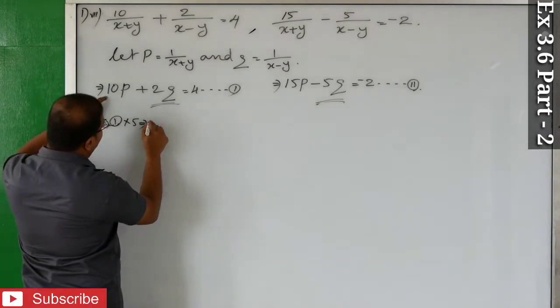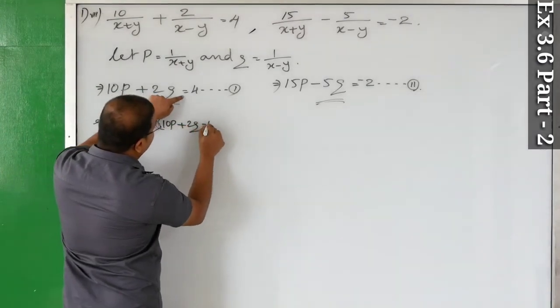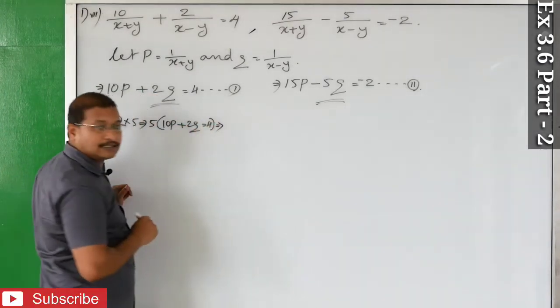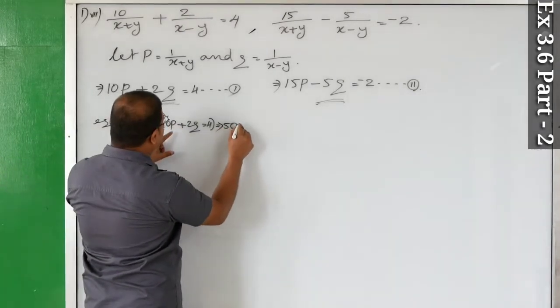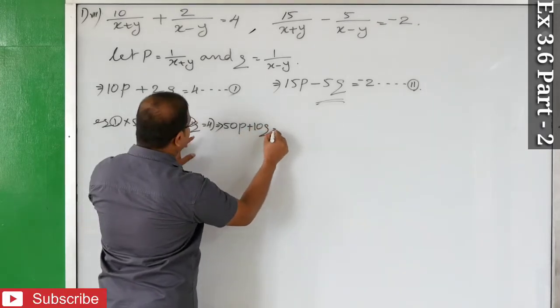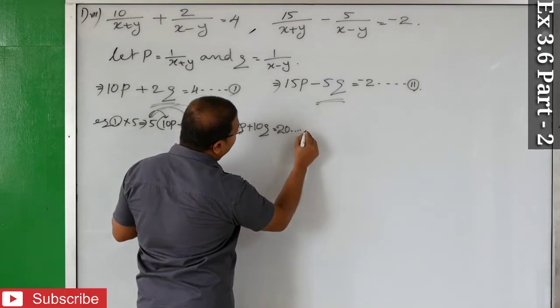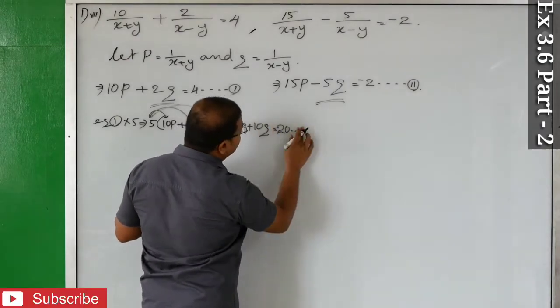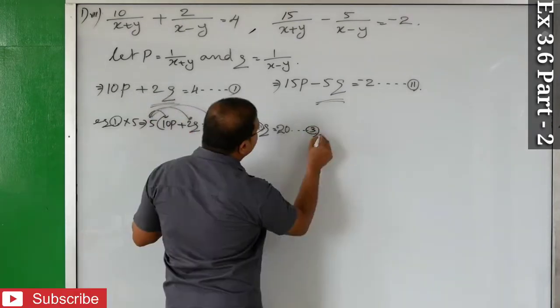That means 5 into (10p plus 2q equals 4) implies, see what will happen? 5 10s are 50, 50p plus 5 2s are 10q equals 5 4s are 20. We got equations 1 and 2, so this will be equation number 3. Ready? Now what will you do?